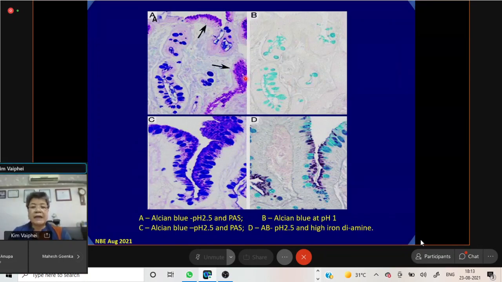So any kind of mucus, that is the sialomucin or the sulfomucin, both would be stained with Alcian blue, which is done at pH 2.5. And the Alcian blue done at pH 1 would stain isolatedly the sulfomucins, which would also be stained by the high iron diamine.